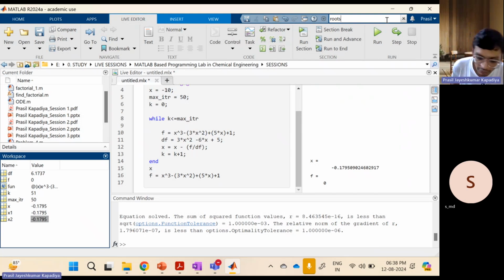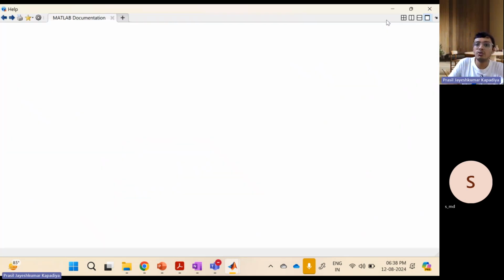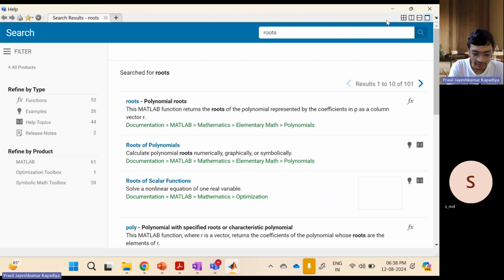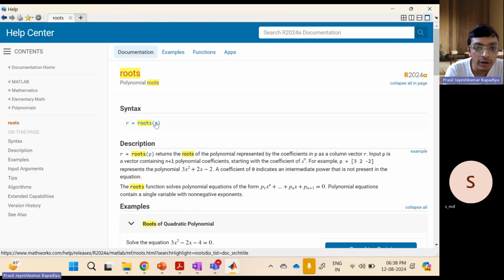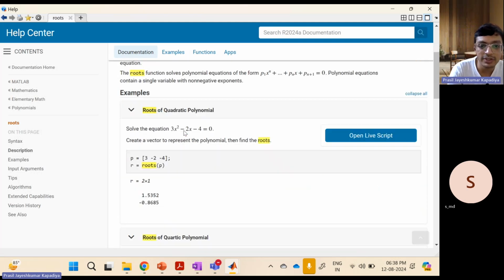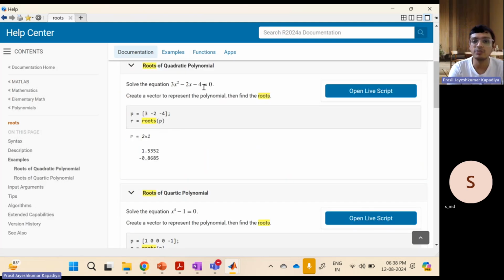But roots won't always be useful. Roots will be useful for algebraic equations only. It won't be useful for transcendental equations that I taught earlier. So see, this is my equation: 3x square minus 2x minus 4 is equal to 0. So what do I need to do? I just need to write the coefficients. So x square is 3, x is minus 2, and x raised to 0, or constant, is minus 4, and I just need to use the roots command.